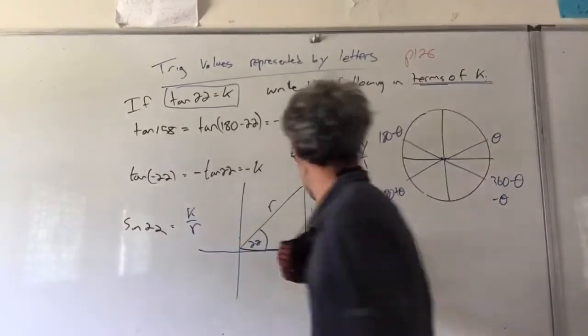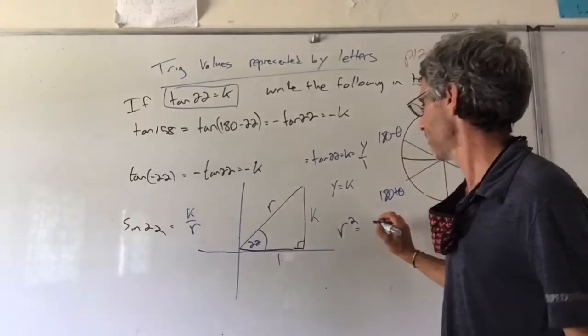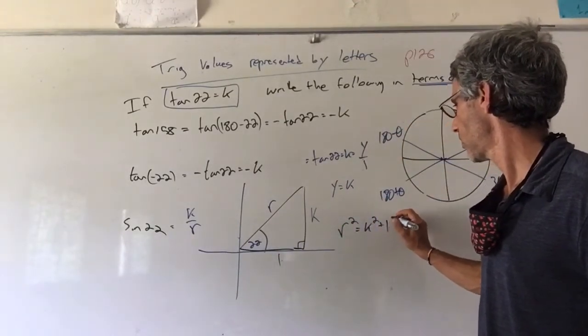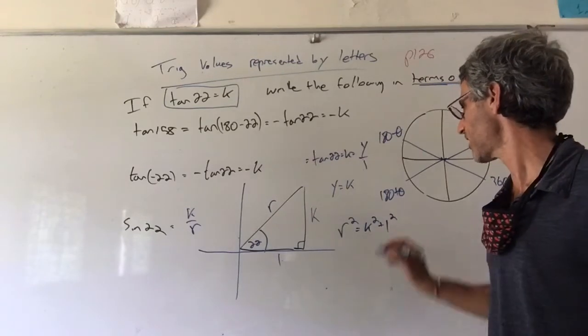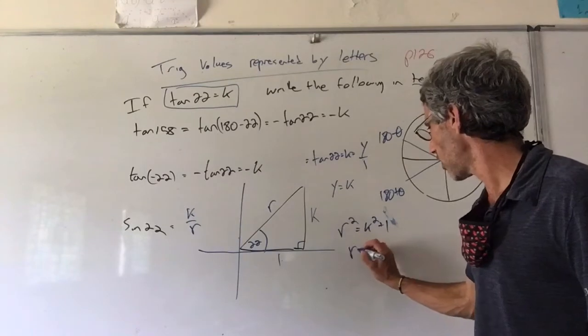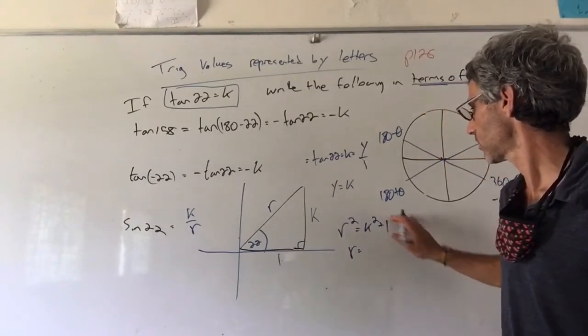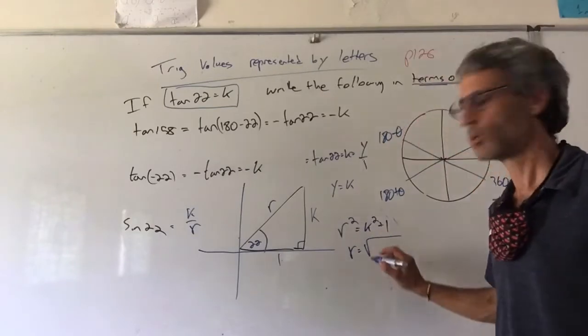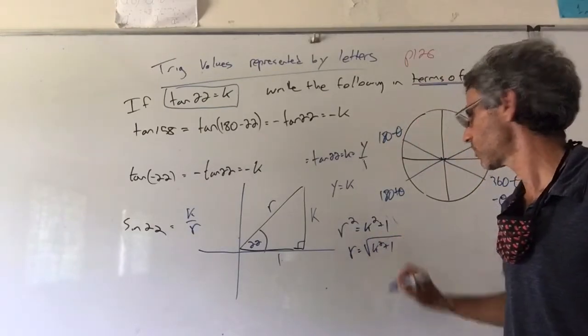Pythagoras. So we're going to write r squared equal what? k squared plus 1 squared. In other words, k squared plus 1, right? Yes. That means r is equal to what? Just the square root of k squared plus 1.